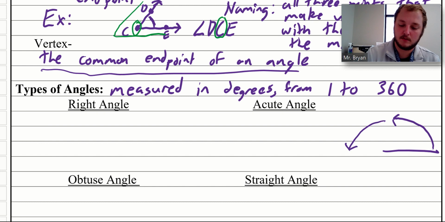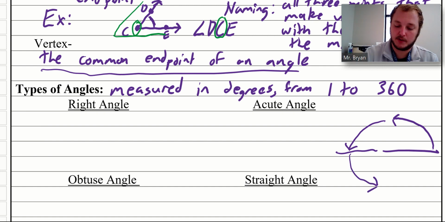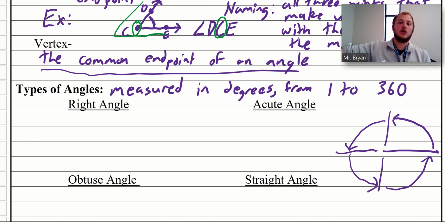If I keep going, that would be about halfway. Half of 360 is going to be 180. If I kept going, that would be 270 here. And then finally, if I go all the way around and I have a whole angle, or an entire circle that I just created, then that would be 360. Okay? So we have different names for the types of angles that we use to identify them.